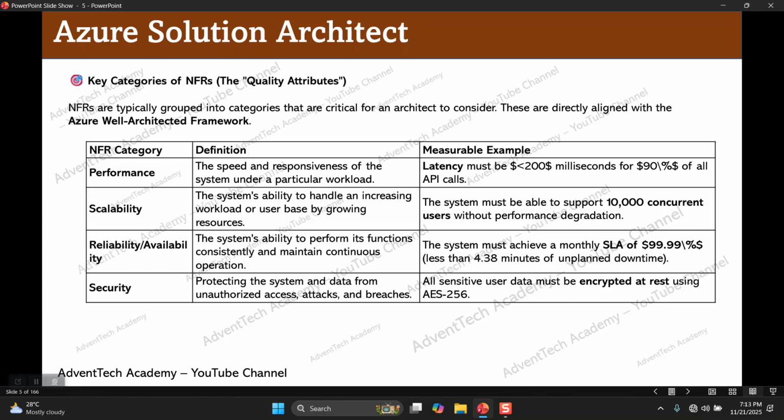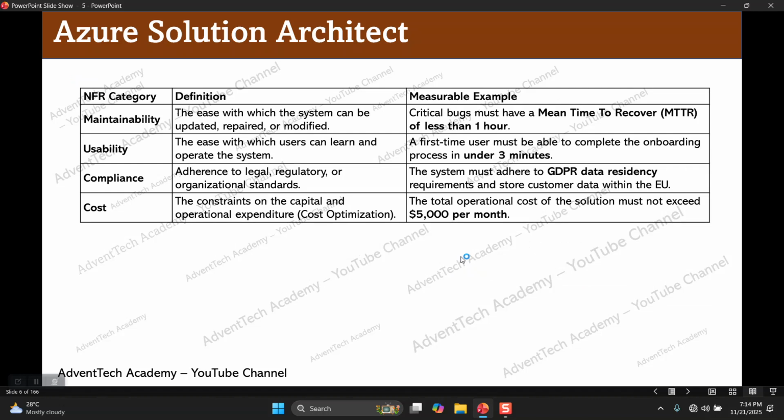All sensitive user data must be encrypted at rest using the AES 256 encryption algorithm. So whenever we design a solution for cloud infrastructures, as a solution architect, you need to consider all these NFRs, non-functional requirements: performance, scalability, reliability, availability, and security. Another NFR is maintainability, the ease with which the system can be updated, repaired, and modified.